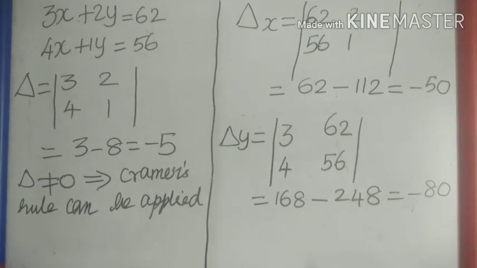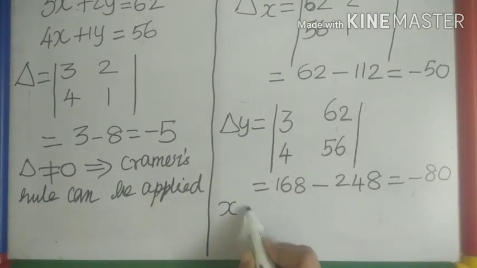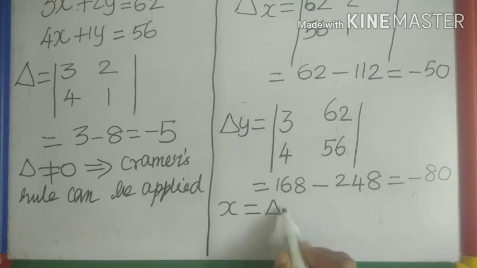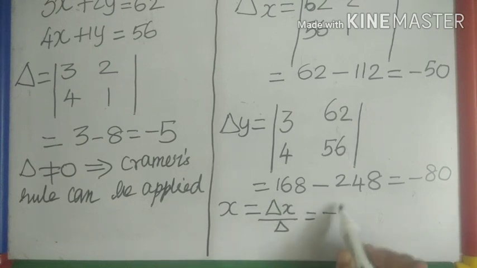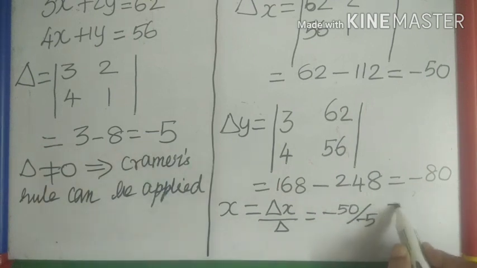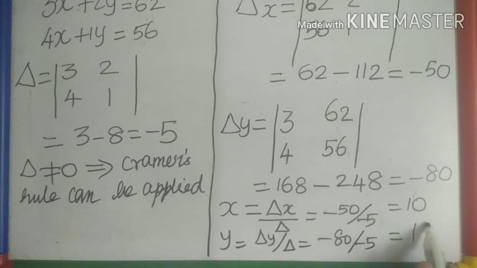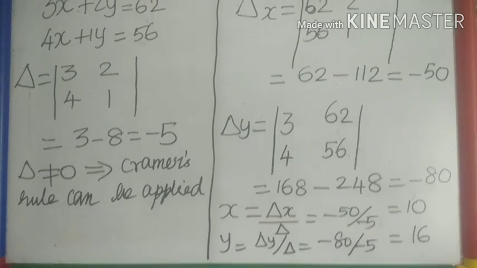As I get del x and del y, I need to find out x. Cramer's rule says x is equal to del x by del. That is minus 50 by minus 5, which is equal to 10. And y is equal to del y by del, that is minus 80 divided by minus 5, that is equal to 16.